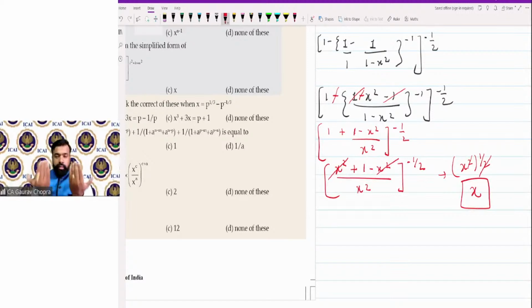Middle से start किया, then further and then further. So it is very easy way to solve the question.